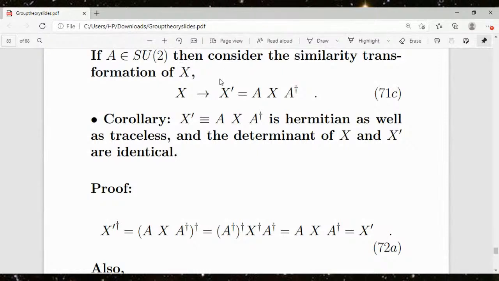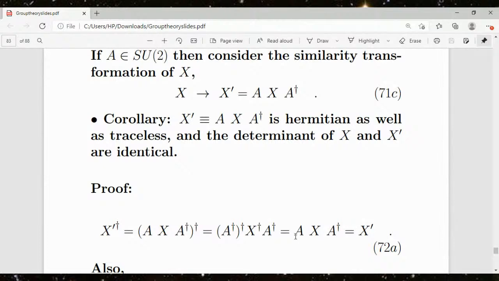Since X prime by definition is A X A dagger, the Hermitian conjugate of X prime, that is X prime dagger, will be the Hermitian conjugate of A X A dagger. But we already learned from our linear vector space and linear operator course that the dagger of A X A dagger will be A dagger dagger, X dagger, and A dagger.